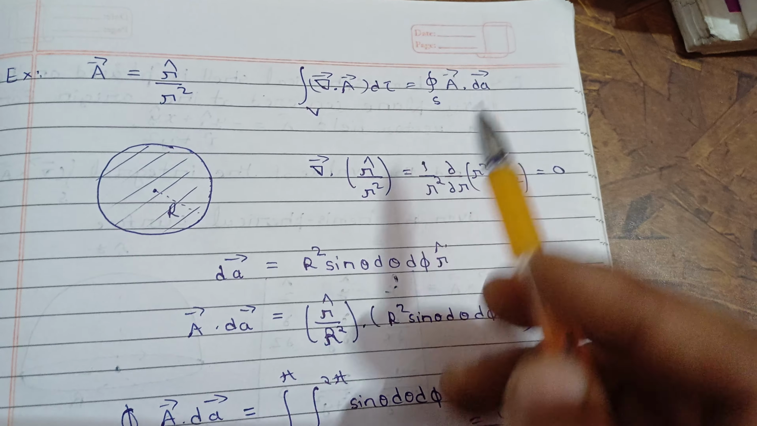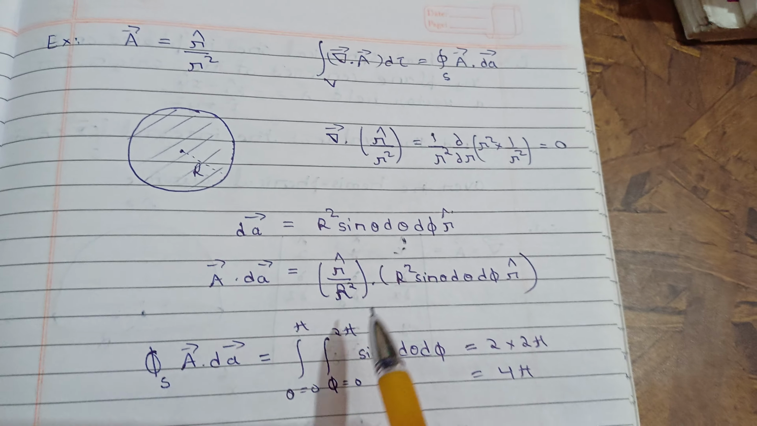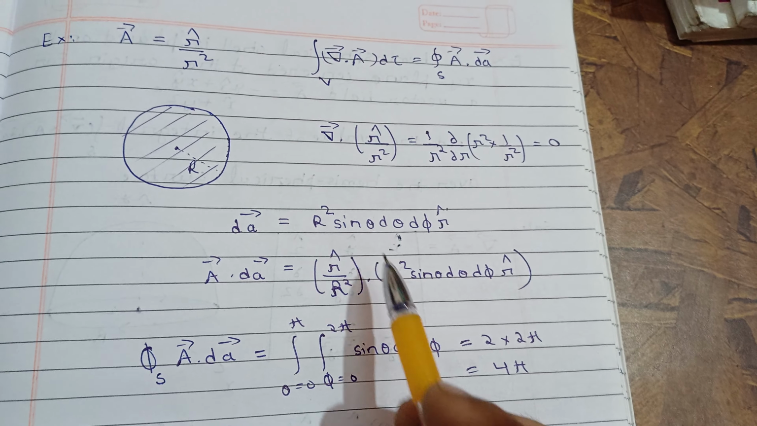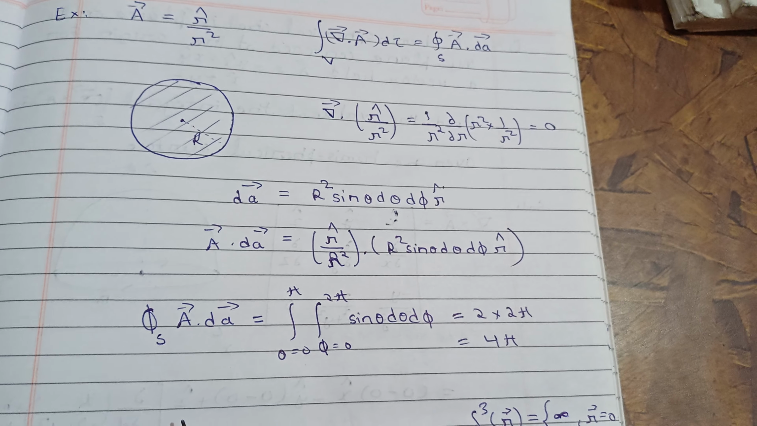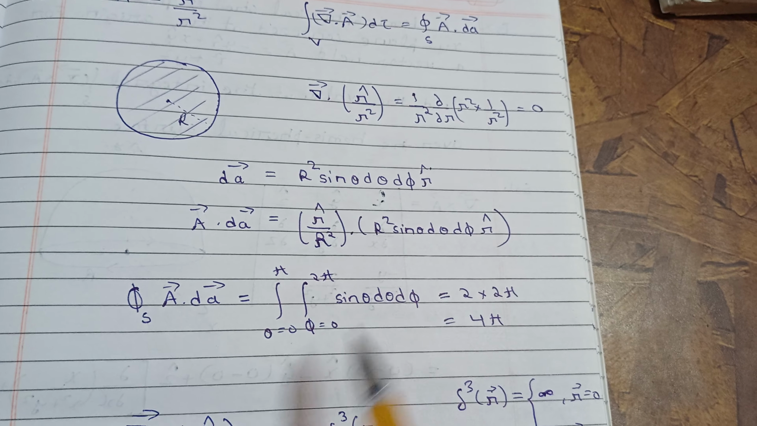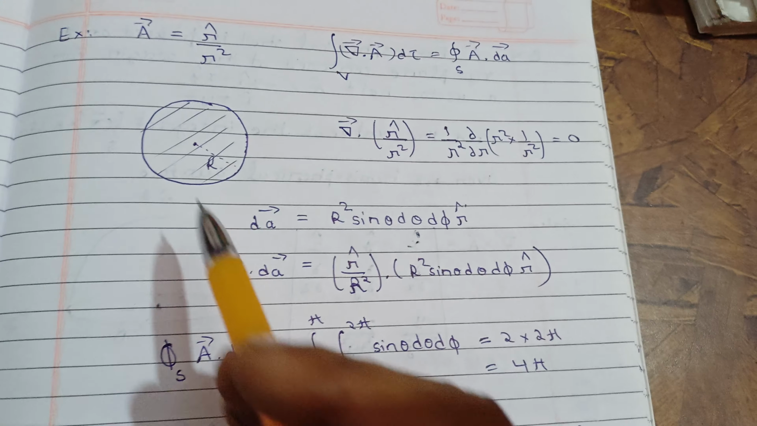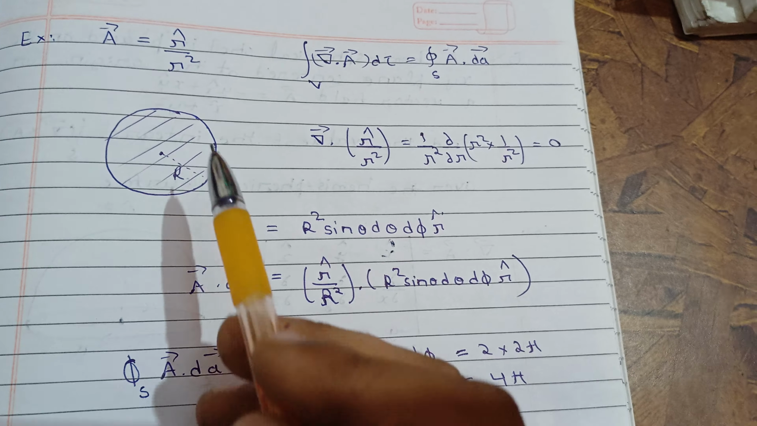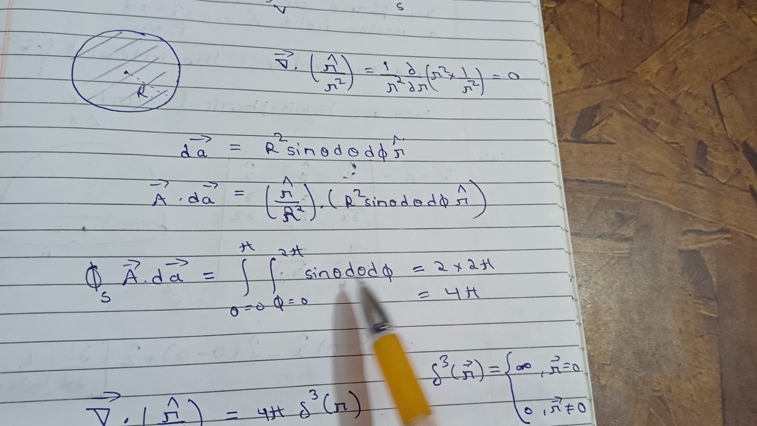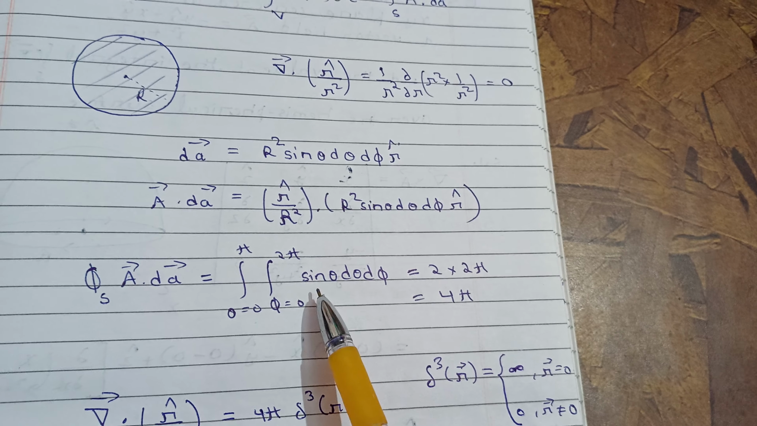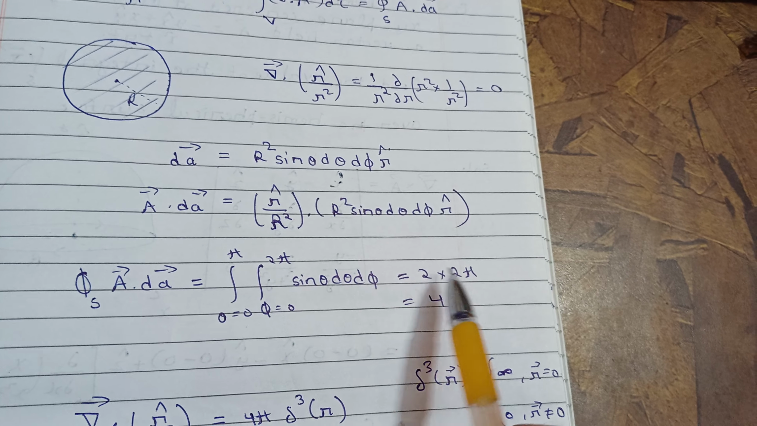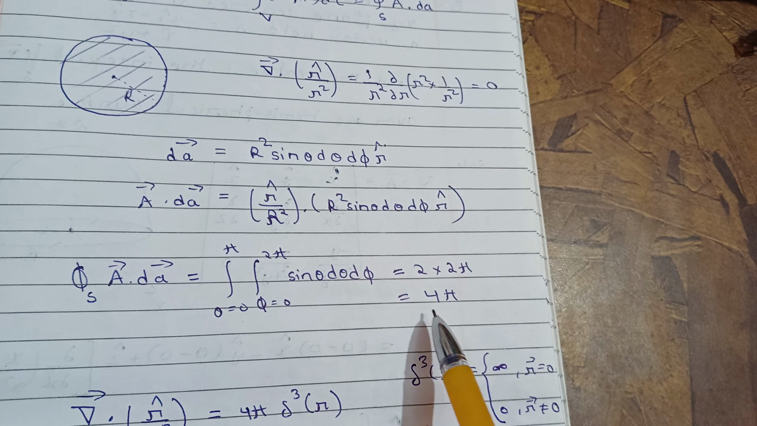So let's check this A dot dA. A is r cap divided by r square, and in place of small r we can write capital R because r is constant here. Now dA will be R square sine theta d theta d phi r cap. Let's do the dot product. R square will cancel out, leaving sine theta d theta d phi. Now see here, phi is going from 0 to 2 pi, and theta is going from 0 to pi. So just substitute the limits. The integral of d phi will give you 2 pi, and sine theta will give you minus cos theta, which on substituting pi and 0 gives 2. So it will be 2 into 2 pi, that is 4 pi.